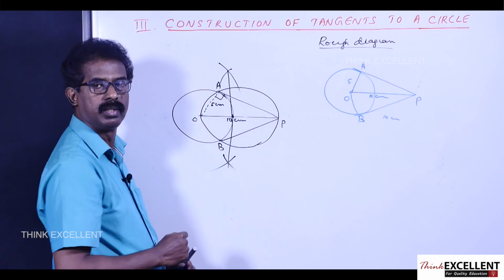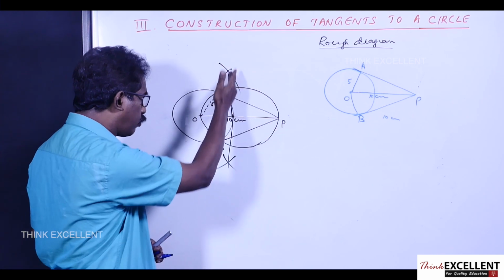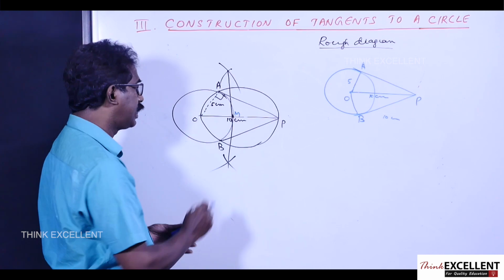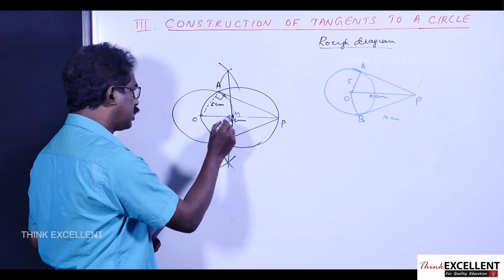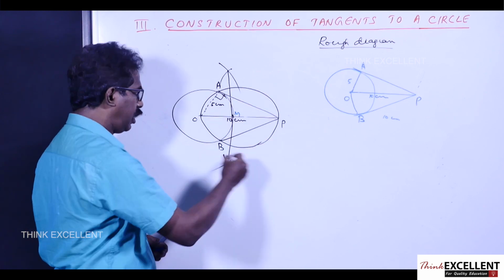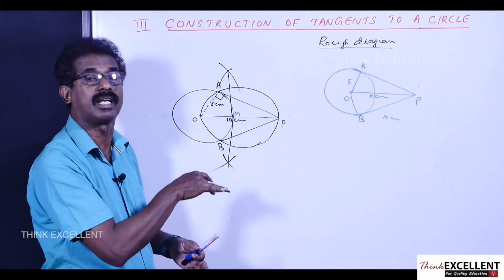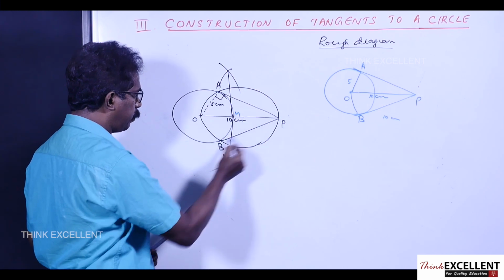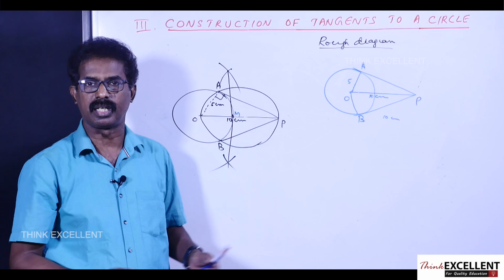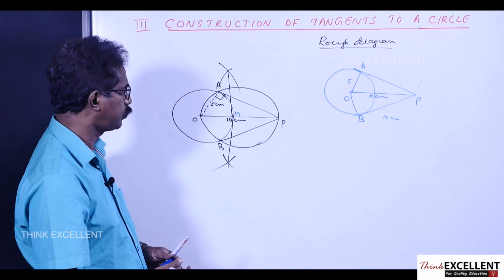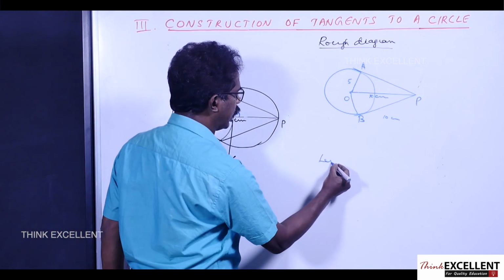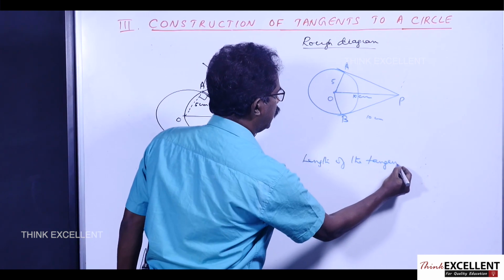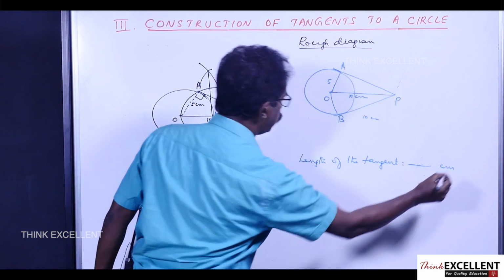Join OP. Draw perpendicular bisector of OP which meets OP at M. With M as center and radius OM, draw a circle which meets the previous circle at A and B. Join PA, PB. PA and PB are the required tangents. That's all. Now listen here. We have to write length of the tangent. Length of the tangent is equal to this centimeter, okay?